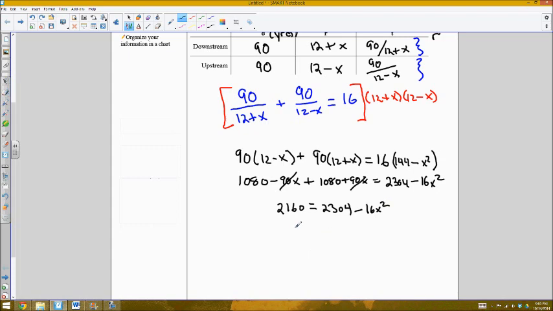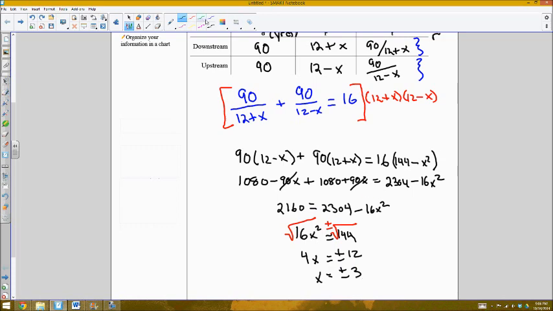So now I'm going to isolate my variable x squared by adding it to both sides. So I'll get a positive 16x squared on the left-hand side, and at the same time I'll subtract the 2160 from both sides so that I end up with 144. And then I'm going to solve this equation by applying square roots. Now recall that when you take the square root of two sides of an equation, you have to account for both the positive and negative solution, which will give me two results. So my results are 4x is equal to plus or minus 12, which when I divide both sides by 4 gives me x is plus or minus 3.